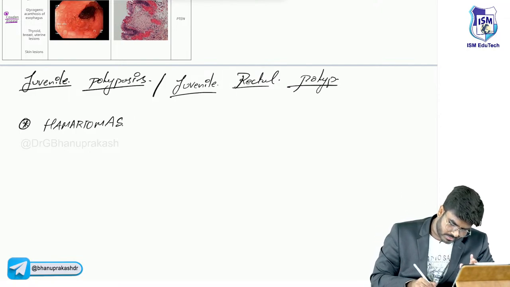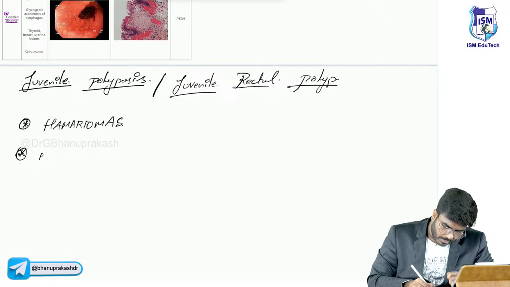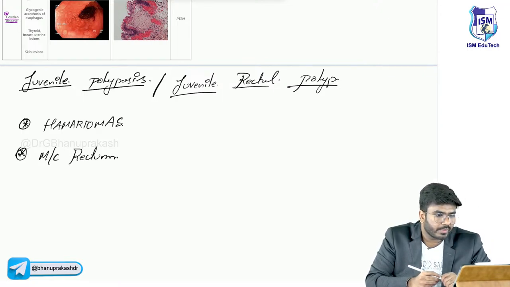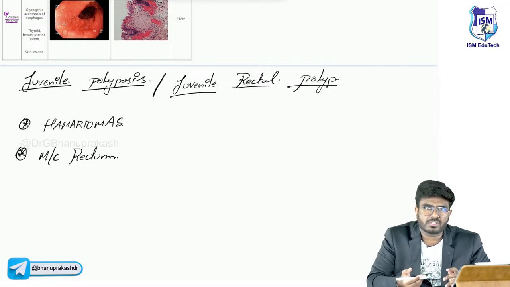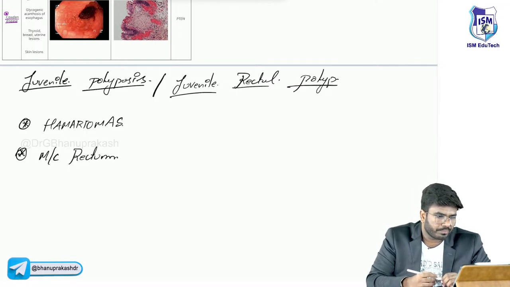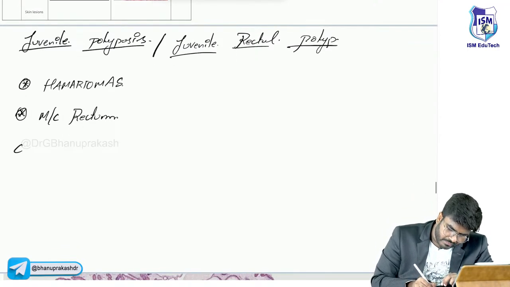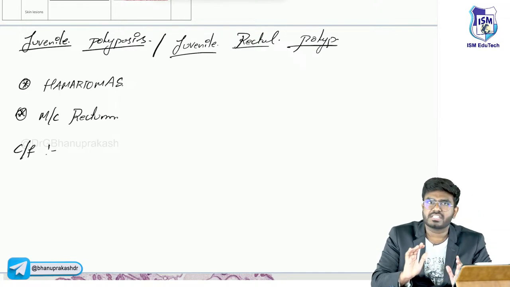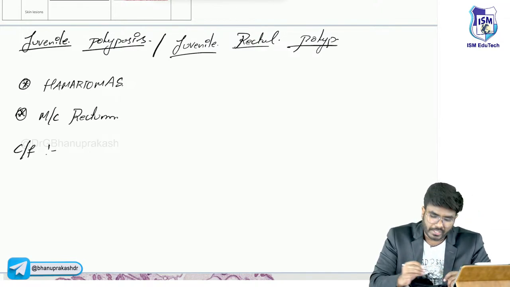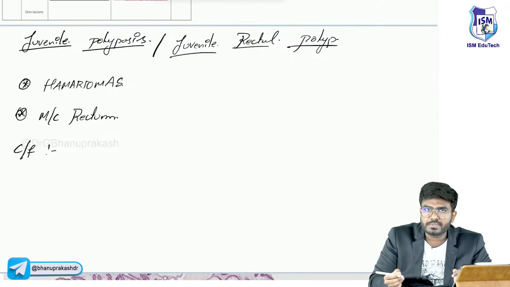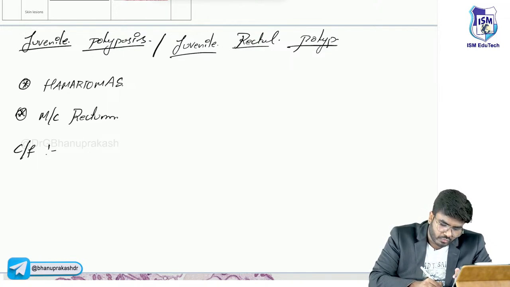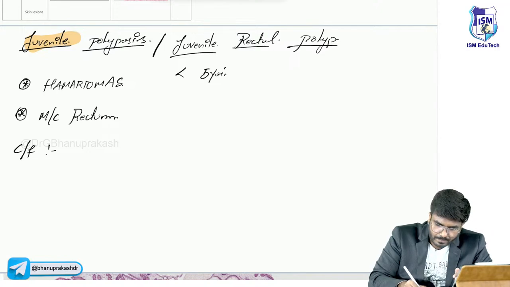Okay, hamartomatous polyps. What is the most common site? Rectum. I have explained that. If there are more than 5 polyps, that's diagnostic of juvenile polyposis syndrome. Now what are the clinical features? If there is a patient, it is usually a child. Usually it is seen in children. Juvenile polyposis, the name itself says juvenile. It is seen in less than 5 years of age. If you have more than 5 polyps, that's a diagnostic criterion.